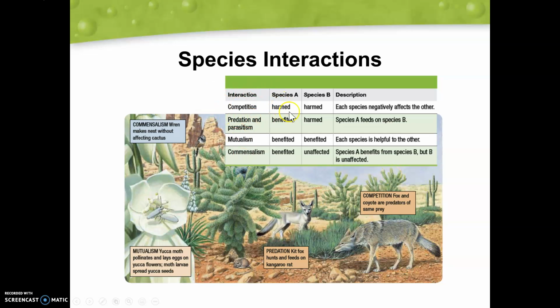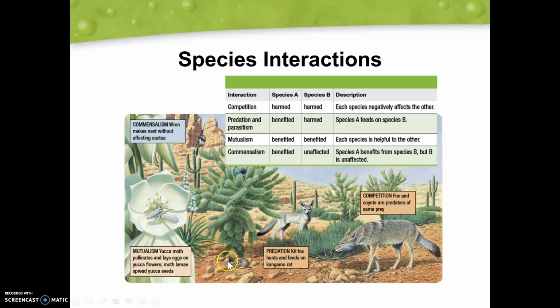So to start, competition. In competition, both species A and species B are going to be harmed in this situation. So each species negatively affects the other. If we take a look at this relationship in our picture below, the competition between the fox and the coyote, they are both predators of the same prey. So they live within the same niche. And because of that, they are going to be competing against each other for the same animal to eat.